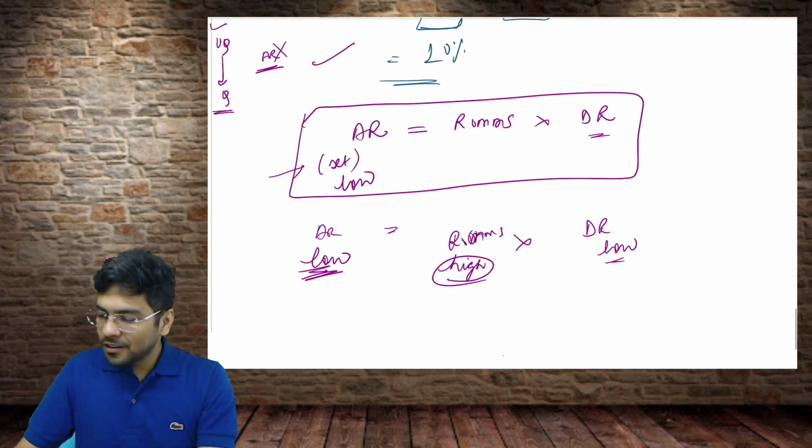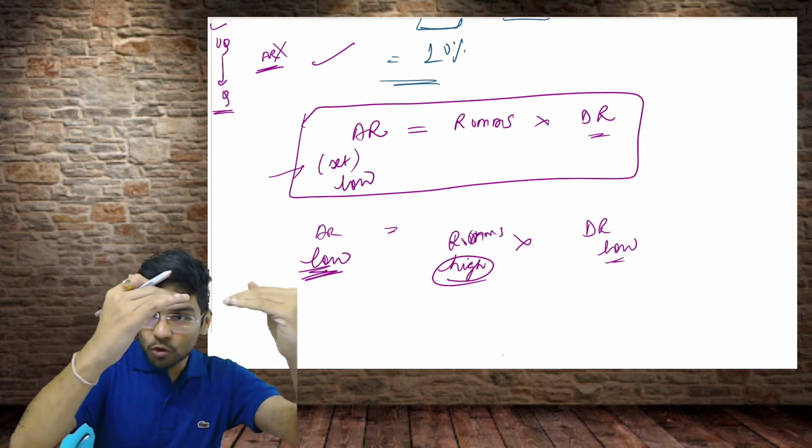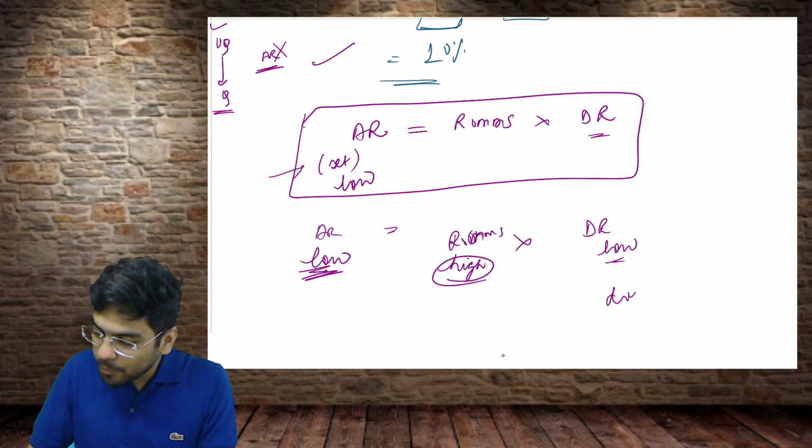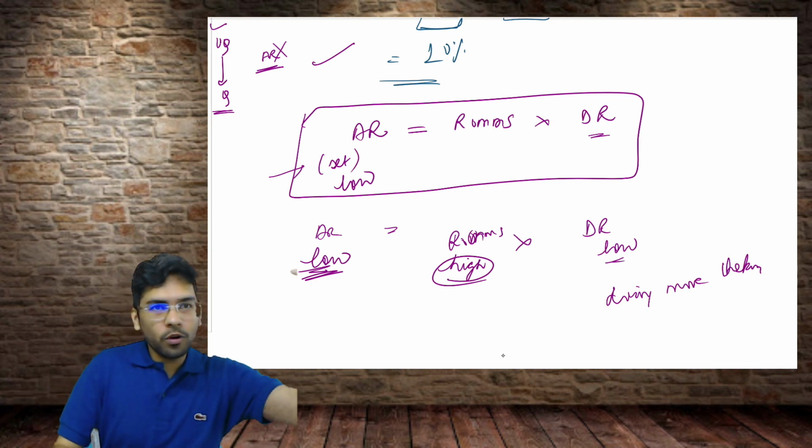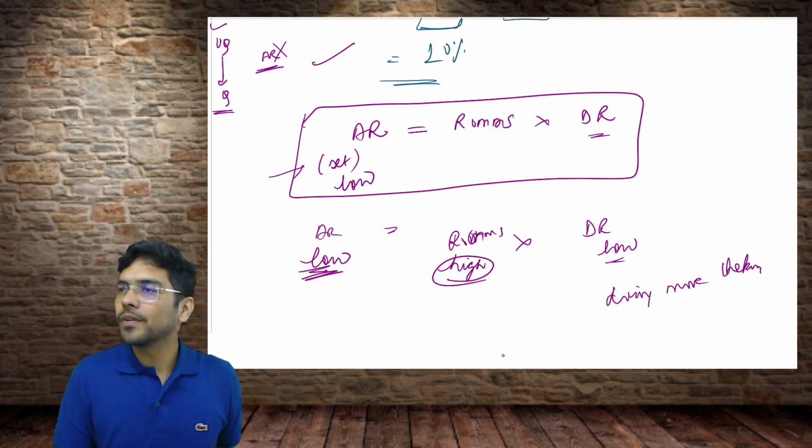So if I want my detection risk to be very low, should I be doing more checking? Should I be covering more things? Then only my detection risk would be what? Low. Are you all okay with this?